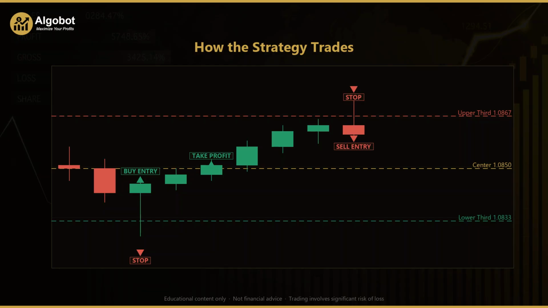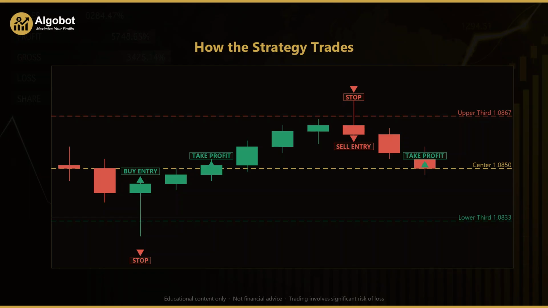Fade the rejected support, ride the return to fair value, and exit at the center. Notice too that once price traveled halfway to the center, the stop would have been pulled up to break even, protecting the position along the way. But the story isn't over. Price doesn't stop at the center. It keeps pushing higher, up through the middle of the range and toward the upper third. Watch these next candles climb toward the resistance level at 1.0867. This is where the strategy starts looking for the mirror image setup on the sell side.